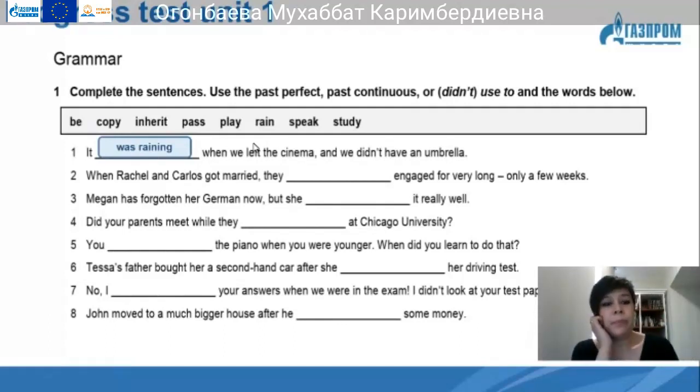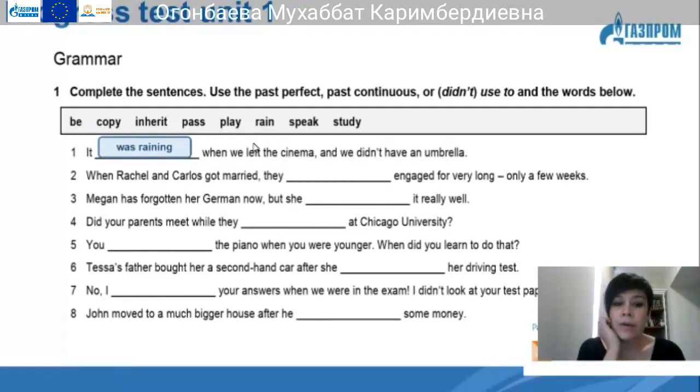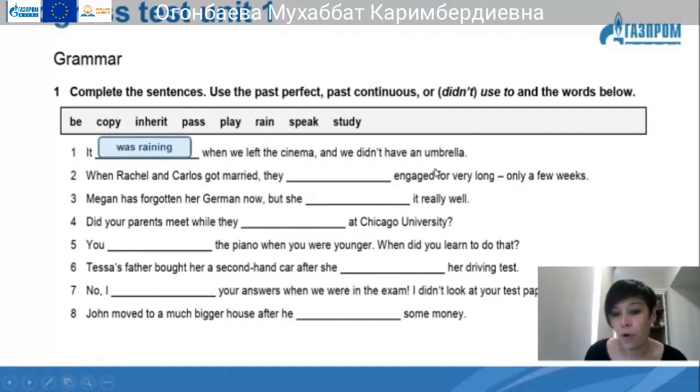When Rachel and Carol got married, engaged for very long time. We have for here that shows us the duration. So the duration, hadn't been. But it's good, Layla, but it should be negative form. Rachel and Carol got married. They hadn't been engaged for a long time, only a few weeks.